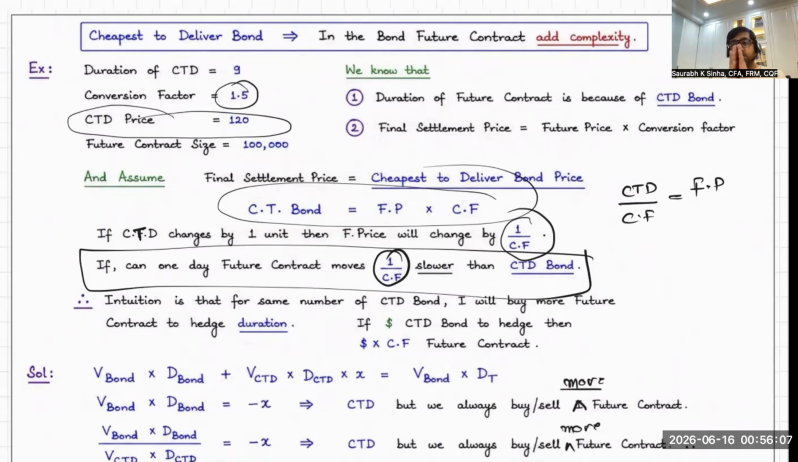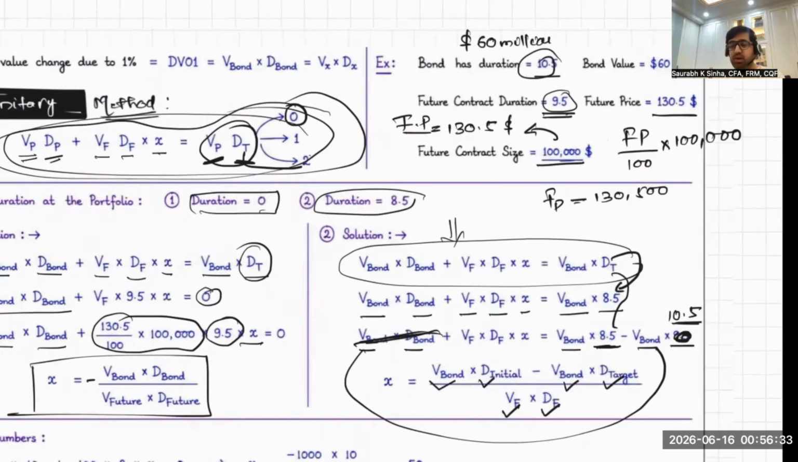The problem is you are given the duration of the cheapest to deliver bond and the cheapest to deliver bond price. And you're calculating the hedging with the help of the cheapest to deliver bond, not the futures contract, right? So the number of contracts that you get by using this specific unitary method formula will tell you, if you would have used the cheapest to deliver bond, how many you have to buy and sell.